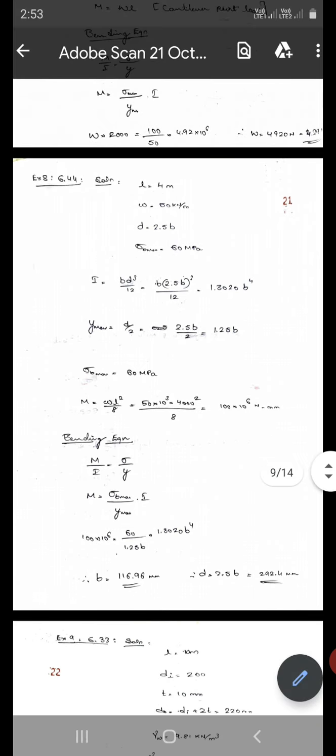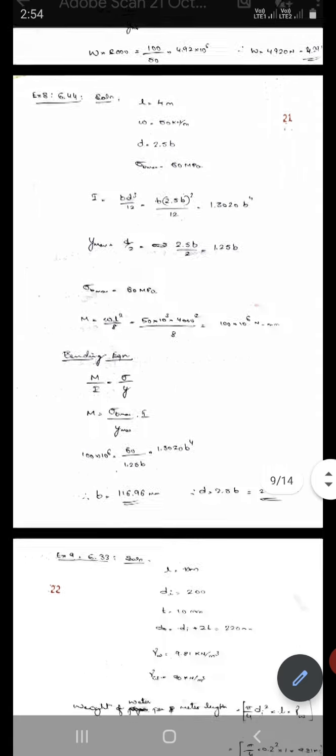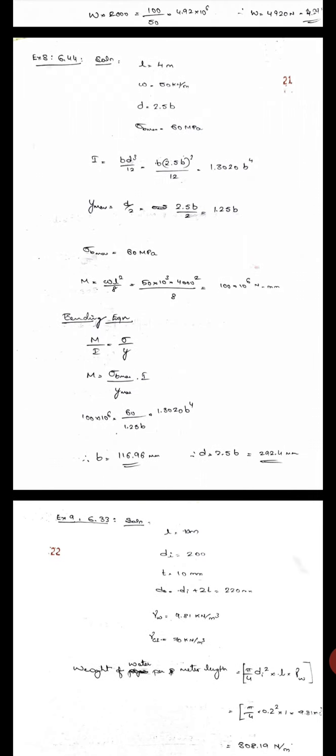The I is BD cube by 12 minus small bd cube by 12. Y max is 1.25b. Sigma max is 60. M max is wL square by 8, that is 100. Then that's 6.